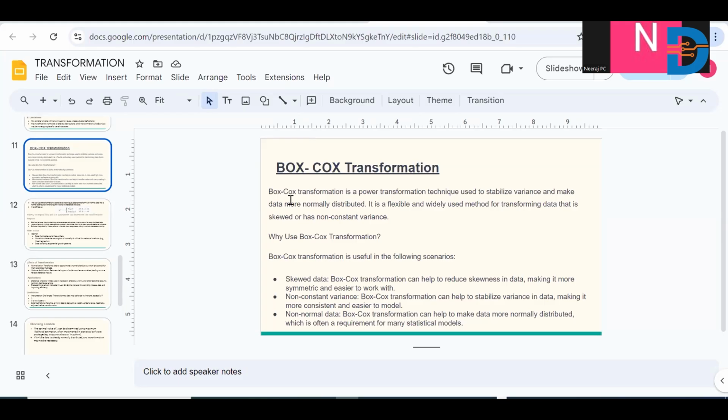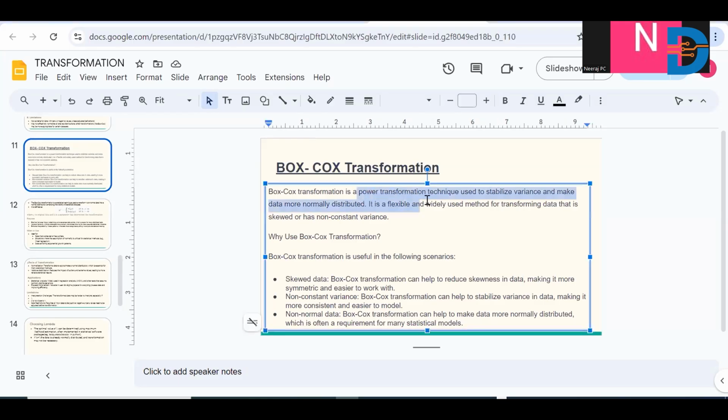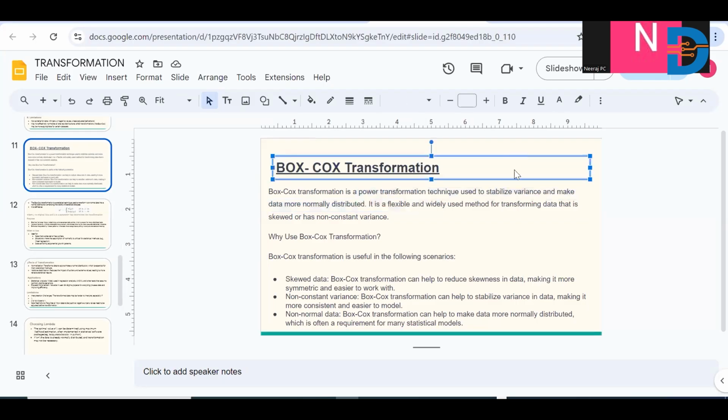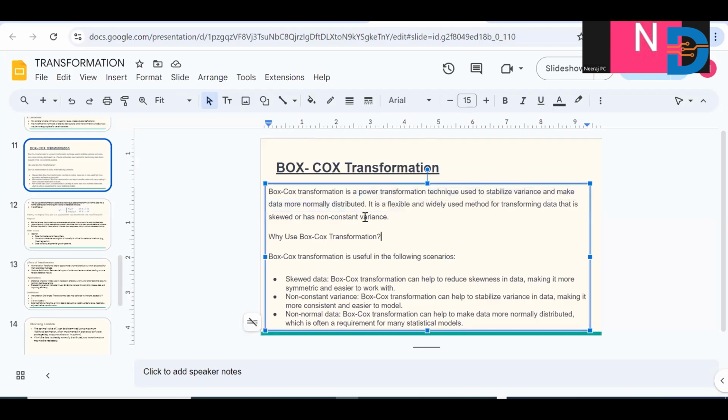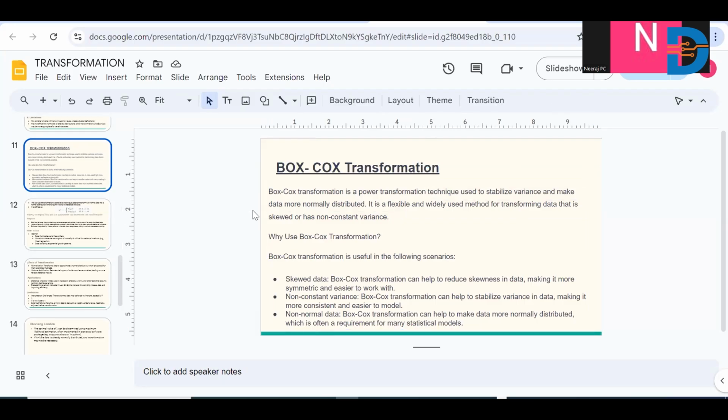Box-Cox transformation is a powerful transformation technique used to stabilize variance and make data more normally distributed. And this particular point is the most common for all the transformation techniques. So the ultimate purpose is to stabilize the variance and make data more normally distributed. It is a flexible and widely used method for transforming data that is skewed or has no constant variance.